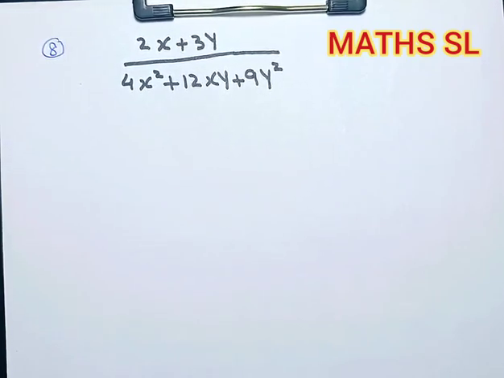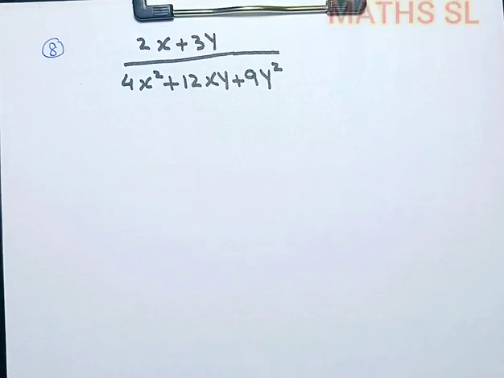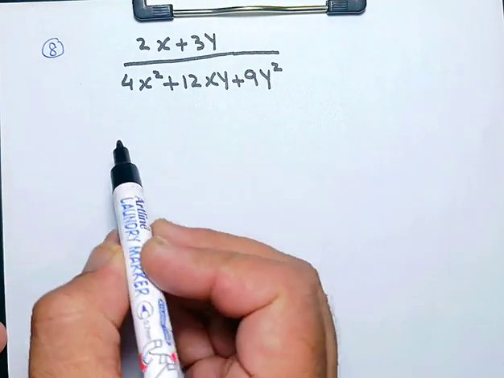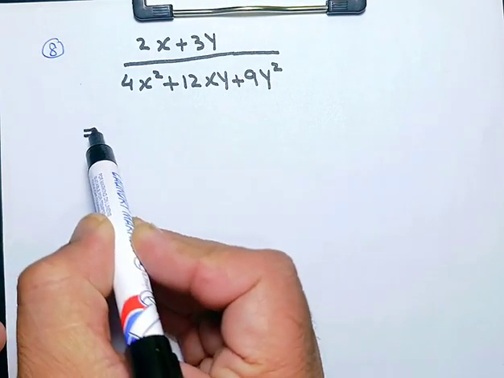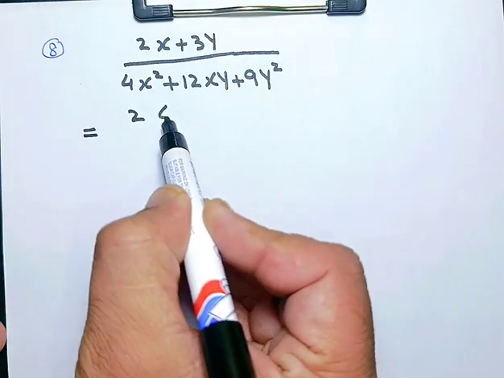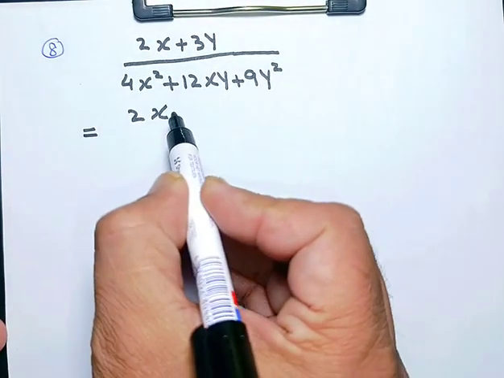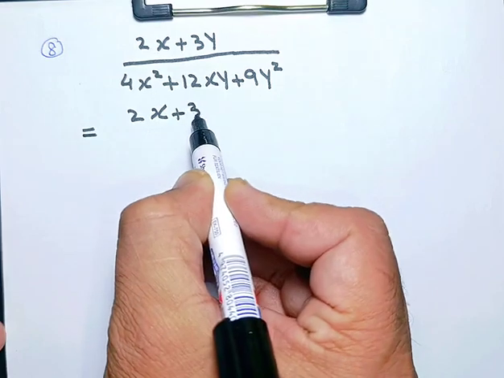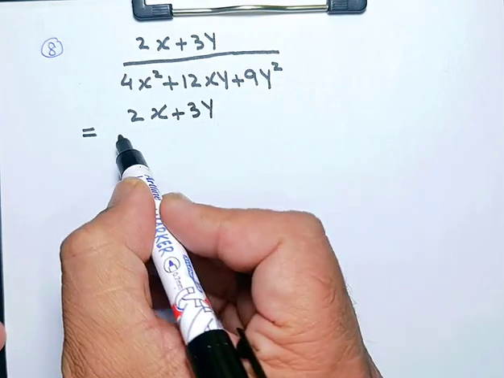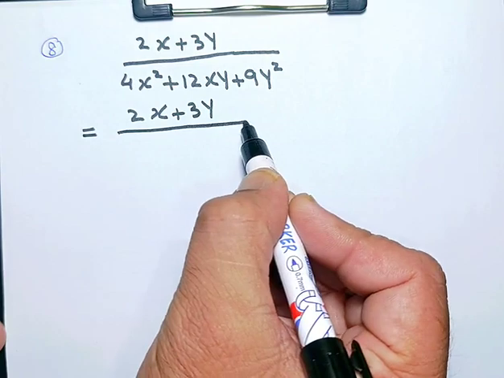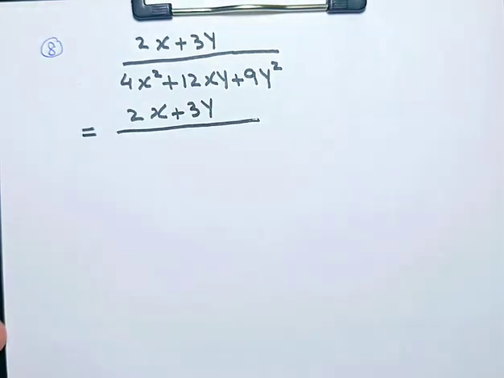So this is question number 8: 2x plus 3y over 4x squared plus 12xy plus 9y squared. How to factorize this one? The top part, I cannot do anything. Why? Because 2x plus 3y I'm going to leave as is. But the bottom part, I can factorize.